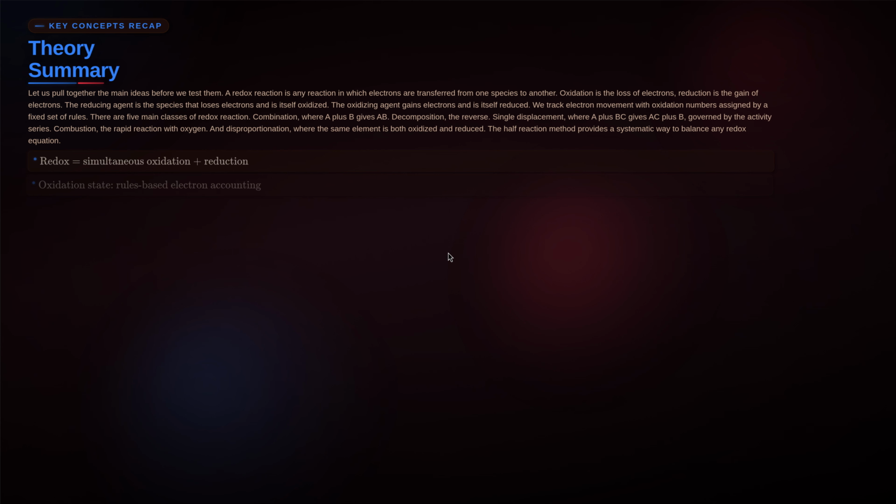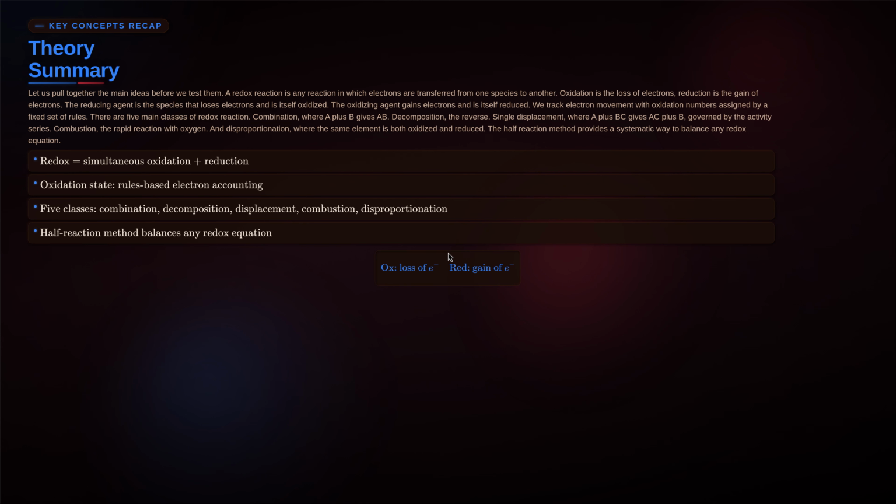Let us pull together the main ideas before we test them. A redox reaction is any reaction in which electrons are transferred from one species to another. Oxidation is the loss of electrons, and reduction is the gain of electrons. The substance that loses electrons, the reducing agent, is itself oxidized. The substance that gains electrons, the oxidizing agent, is itself reduced.